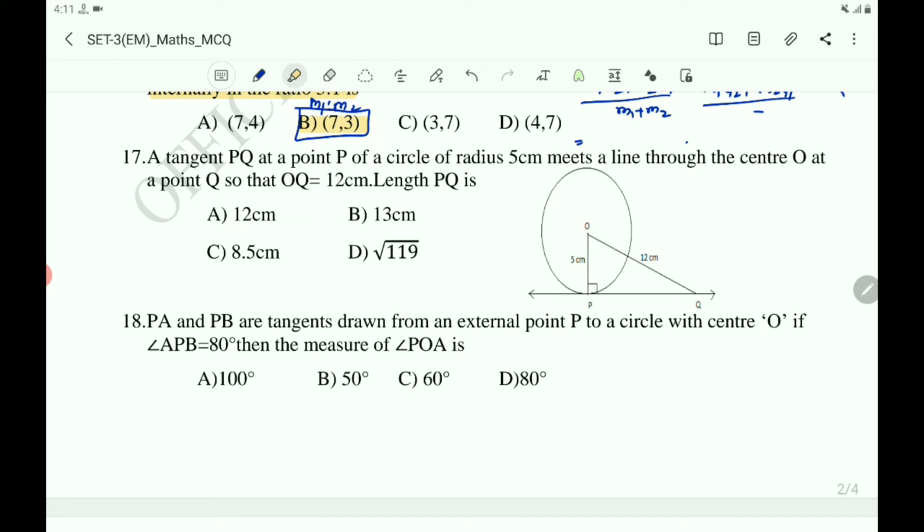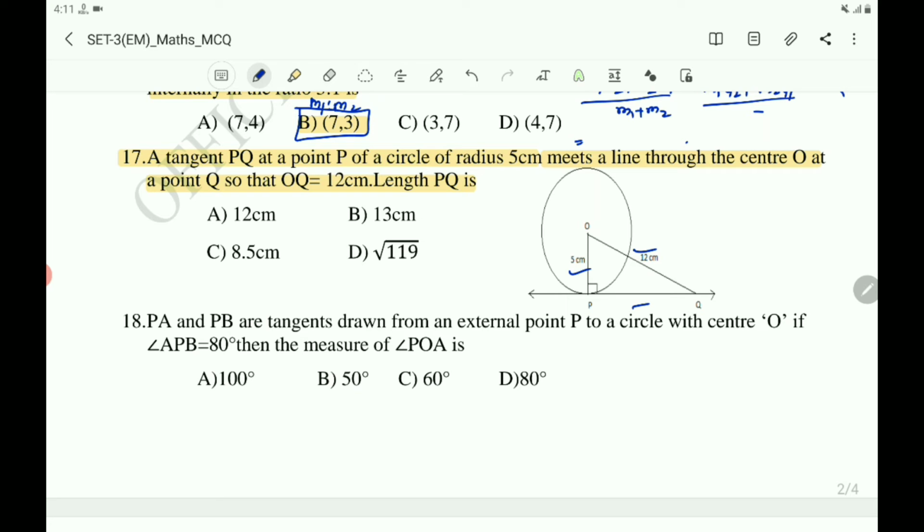What is that question? A tangent PQ at a point P of a circle of radius 5 cm meets a line through the center O at a point Q so that OQ equals 12 cm. Length of PQ is, and you know that it is a textbook question. Here what is given? OQ is given 12 cm, OP is 5 cm. What you have to find out? We have to find PQ.